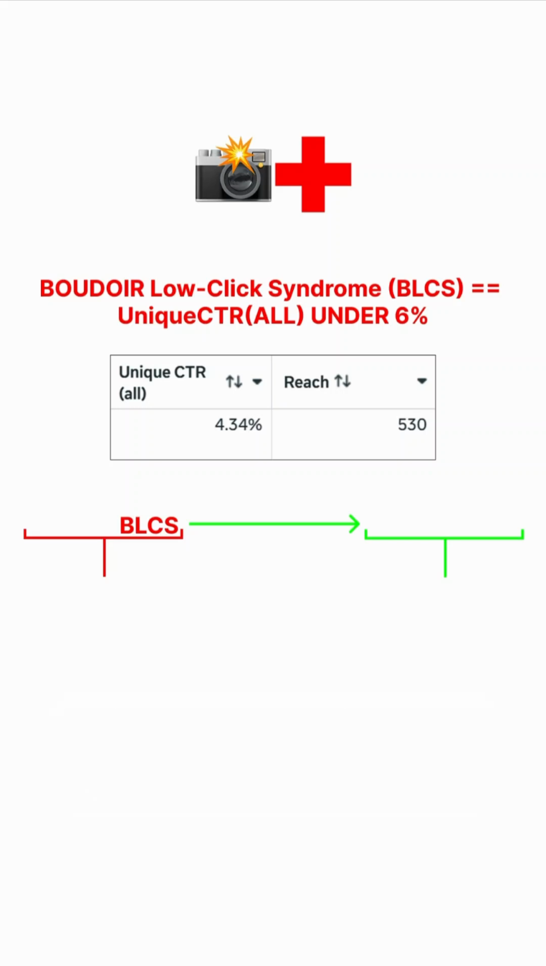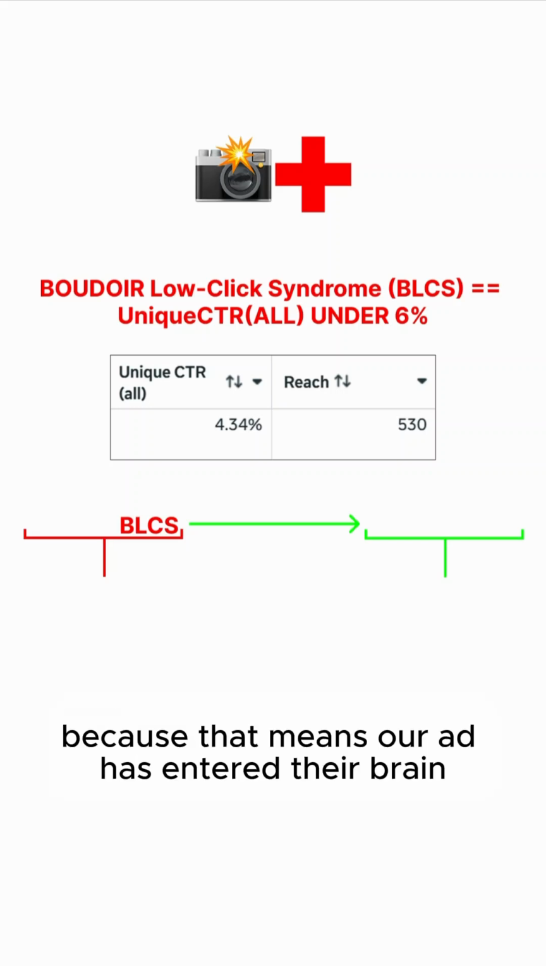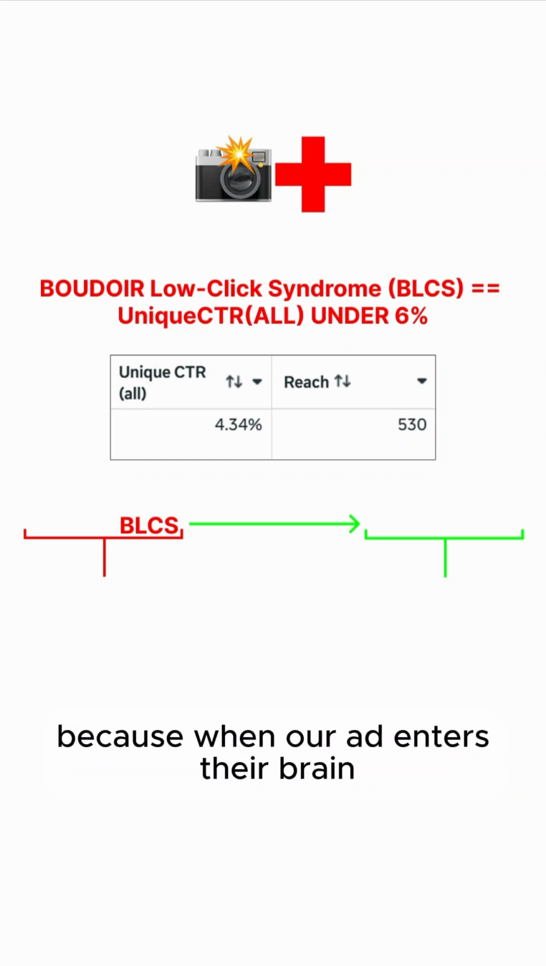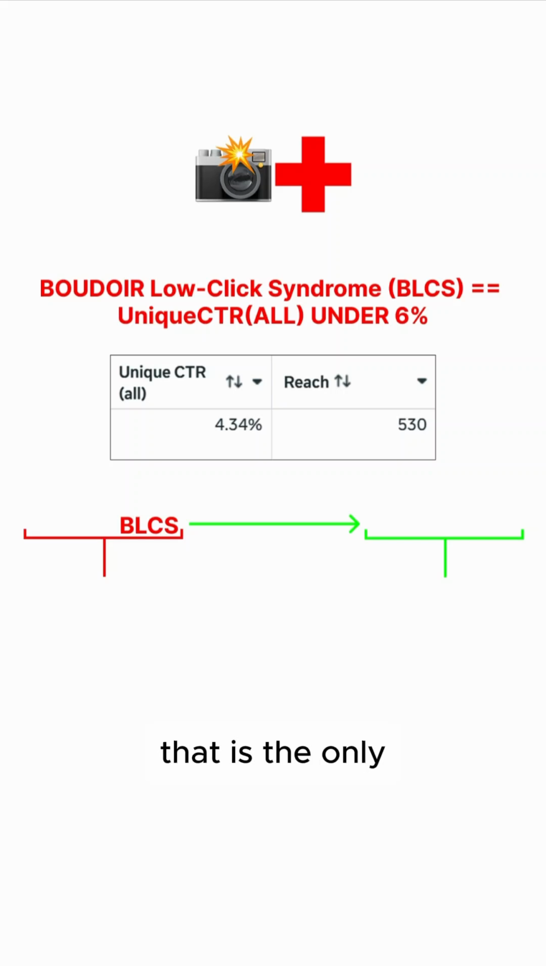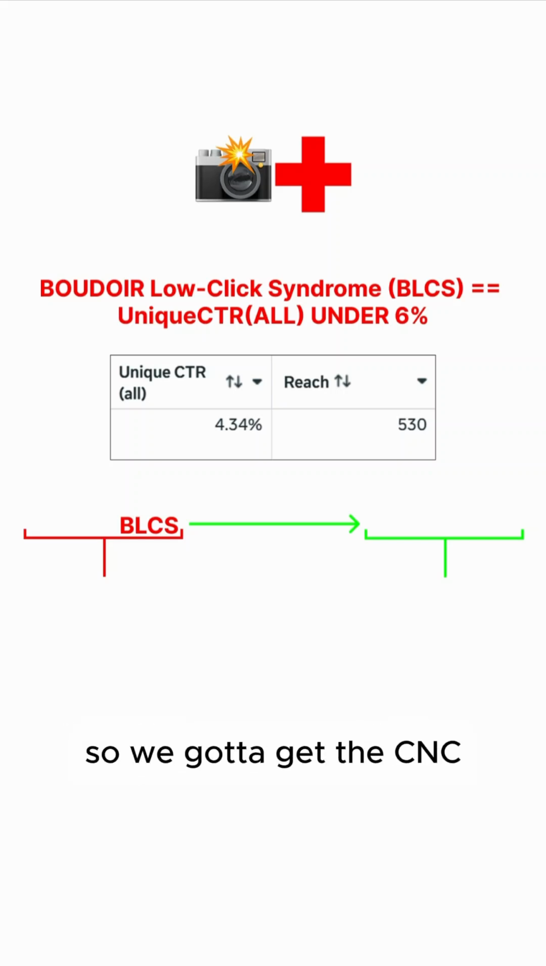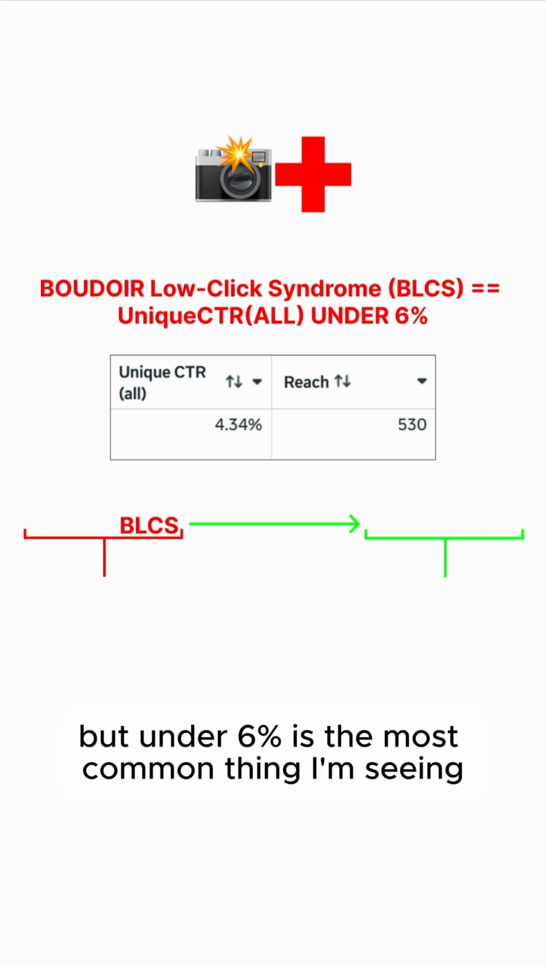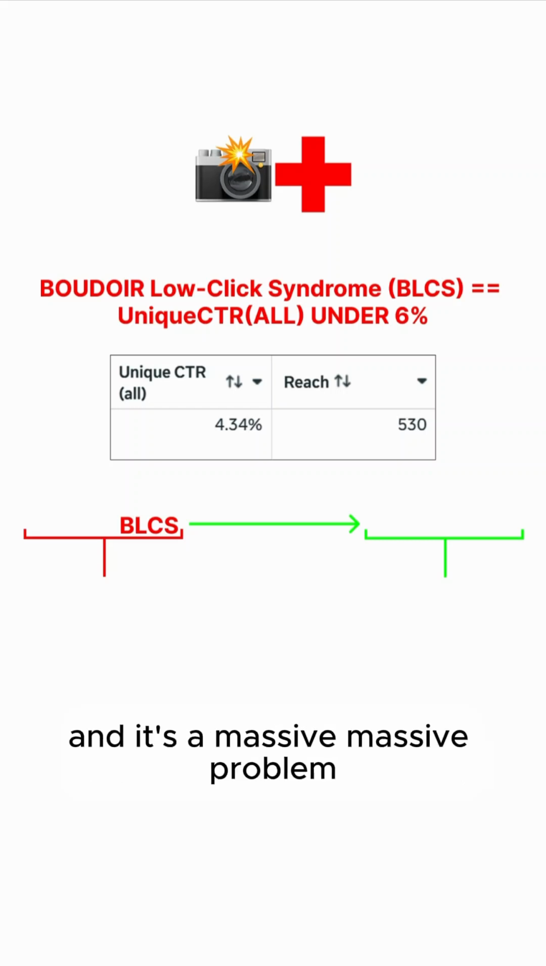aka they're not simply scrolling on by. And we care about women clicking somewhere in our ad because that means our ad has entered their brain. And we care about that because when our ad enters their brain, that is the only time their chance of buying from us is non-zero. So we got to get this unique CTR all number up as high as possible, but under 6% is the most common thing I'm seeing, and it's a massive, massive problem.